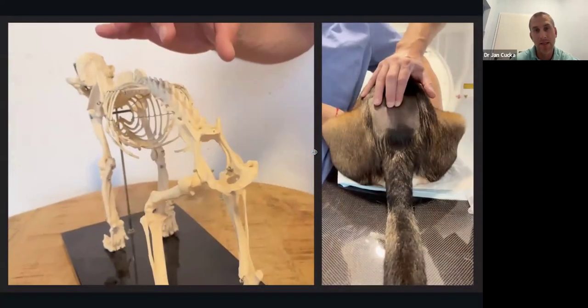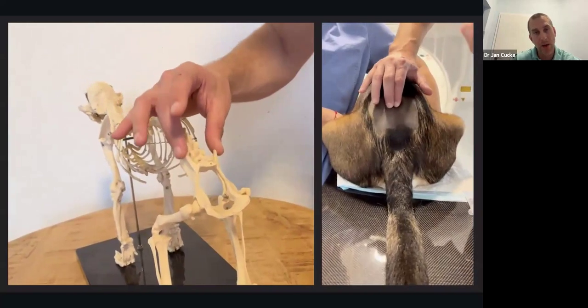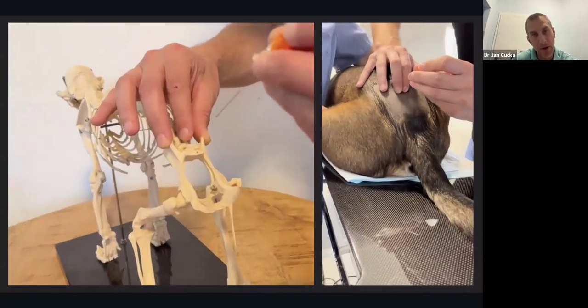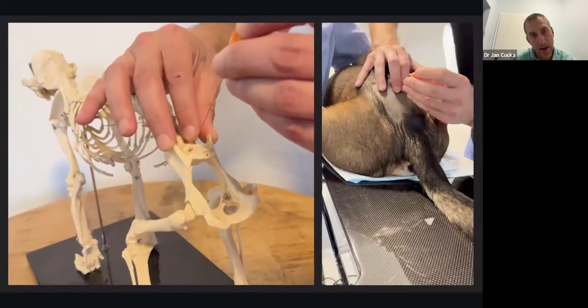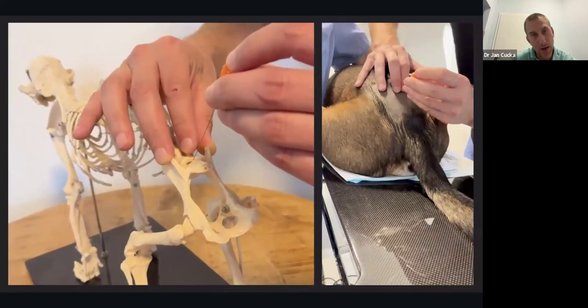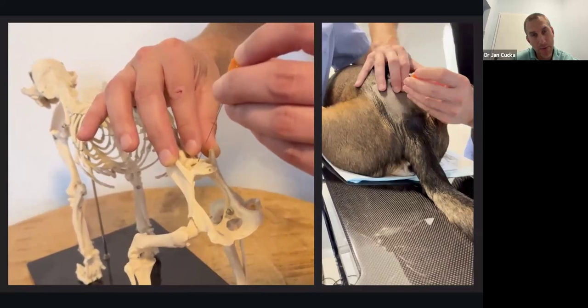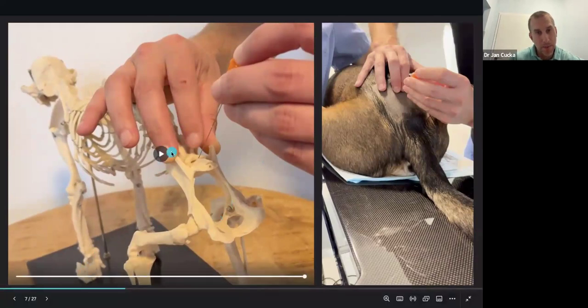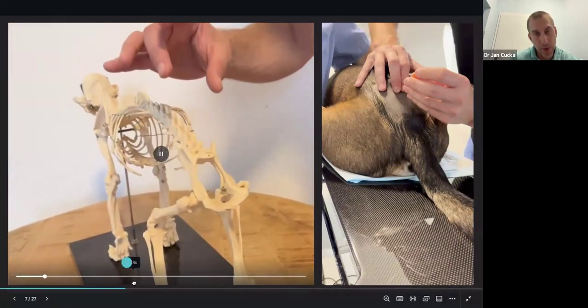So there is some video on the model and on the real case. On the model on the left side, I'm trying to show you how I'm preparing my fingers. On the model, there is no L6 spinous process. This is L7, but it's just for the demonstration. So I will try to show it once more.